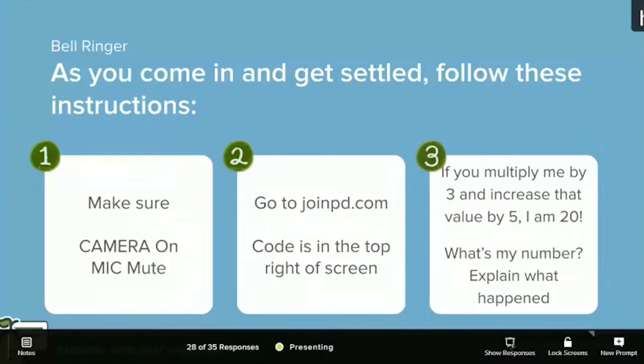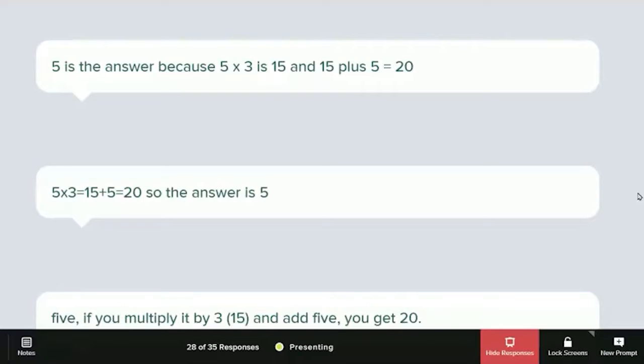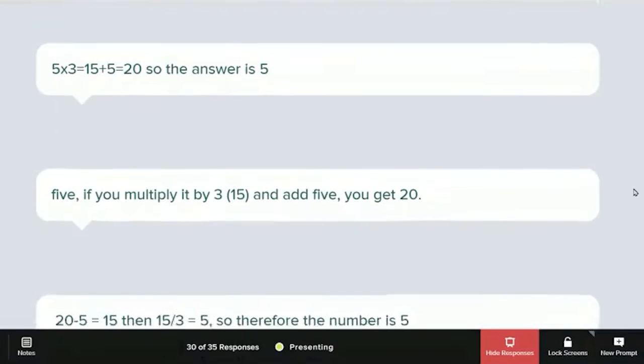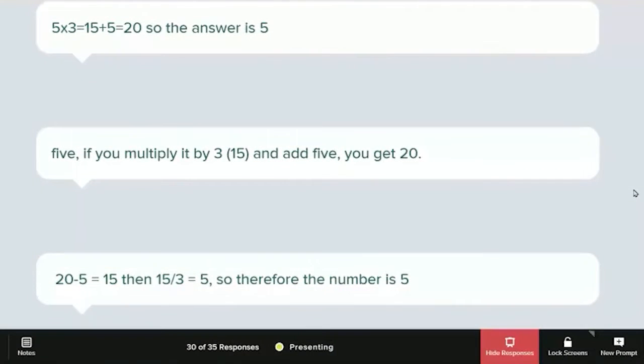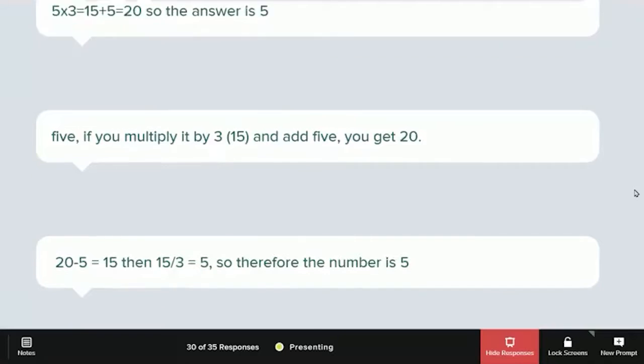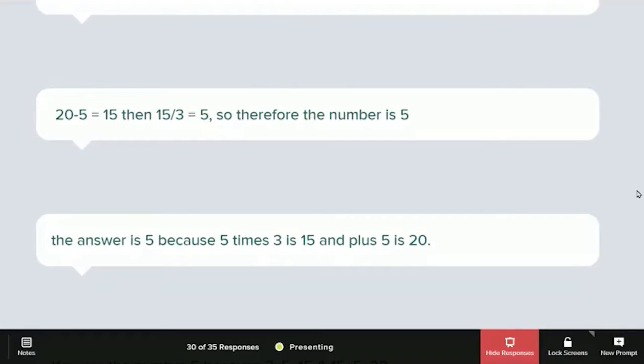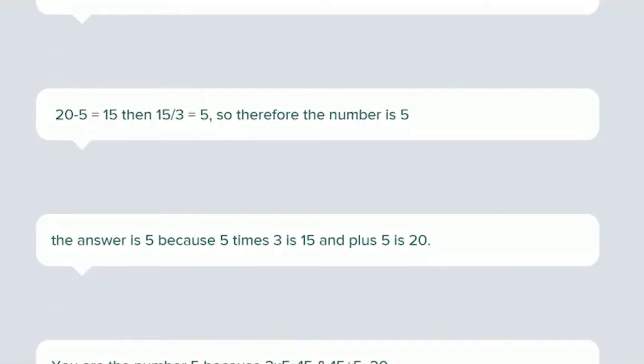Okay, let's take a look. 5 is the answer because 5 times 3 is 15 and 15 plus 5 is 20. Okay, 5, if you multiply by 3 and add 5, you get 20. 20 subtract 5 is 15, and 15 divided by 3 is 5.